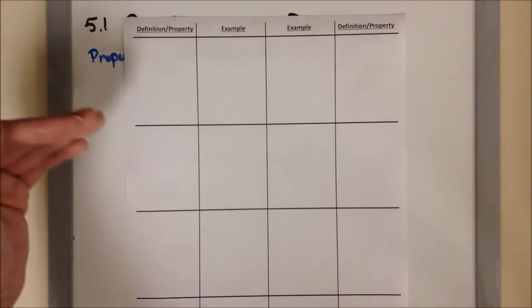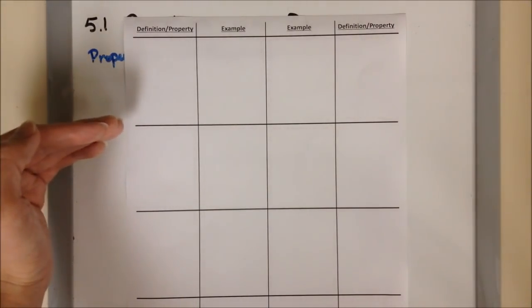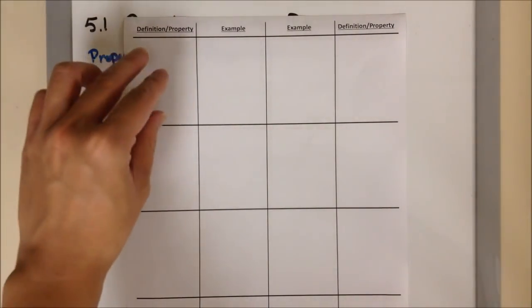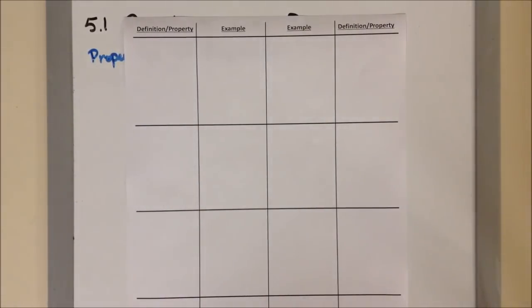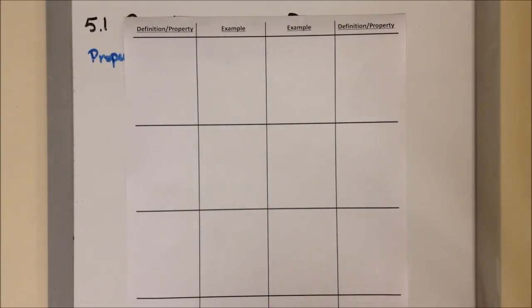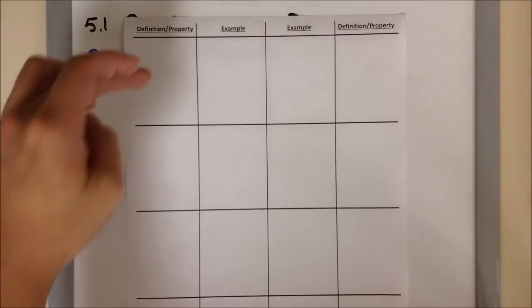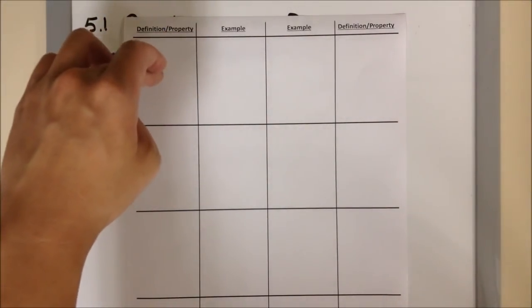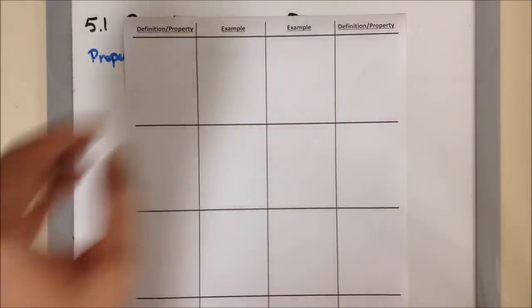So each definition and property I'm going to cover will be added to each square, and then the corresponding example will be put into the ones next to it. So for example, the first property we're going to cover is called product of a power. So again, the first property will be product of a power. We're going to fill in the definition in here and then the corresponding example.